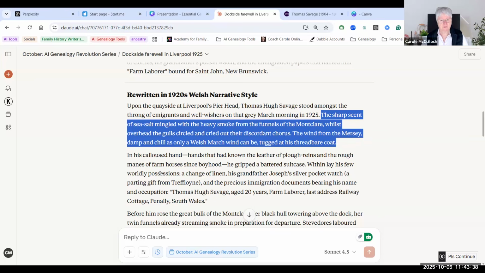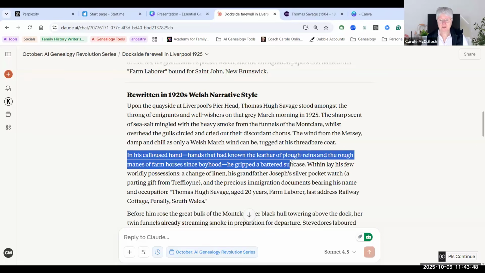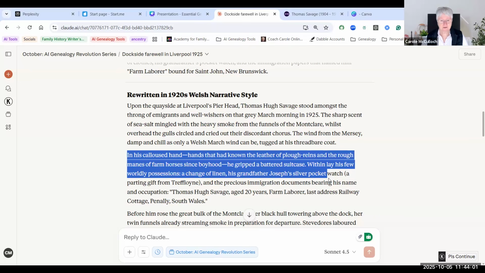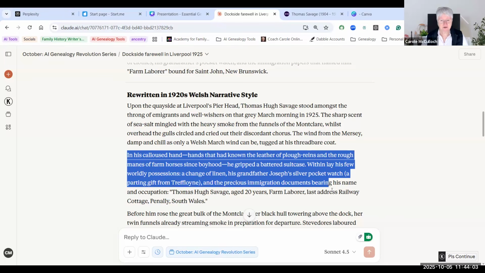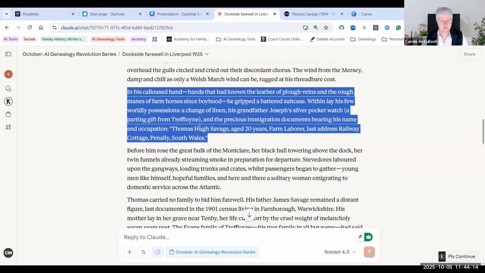But then it goes on to describe a little more about him to give us more sensory input. In his callous hand, and yes, they would be, hands that had known the leather of plough reins and the rough manes of farm horses since boyhood, he gripped a battered suitcase and then describes the content of the suitcase and reiterates the line from the manifest. So it's given me quite a lot to think about in writing up his story.